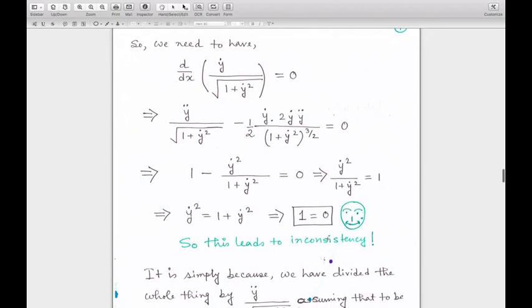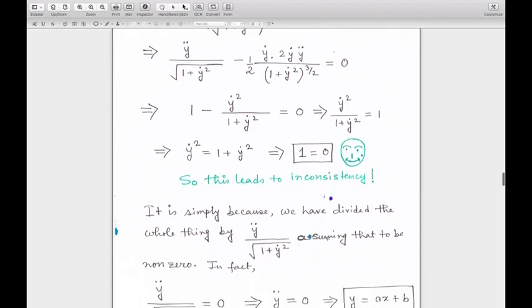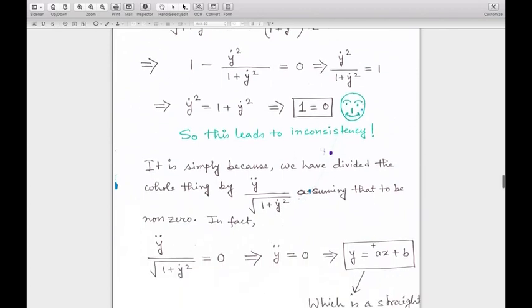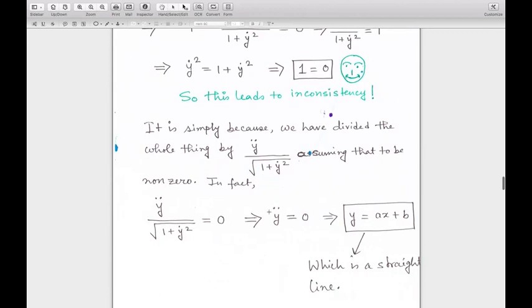So what is the reason for that? It is simply because we have divided the whole thing by y double dot over root over 1 plus y dot square, assuming that to be non-zero, and that actually is 0 in this case. As this is 0, then we can simply say y double dot is equal to 0, and y is nothing but a linear function of x, which can be written as y is equal to ax plus b.